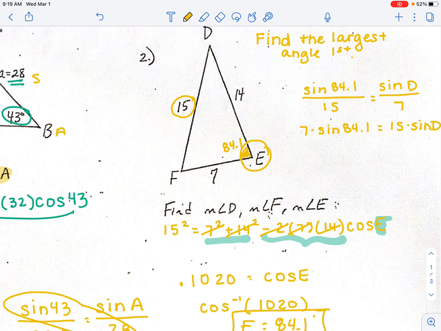To get that D by itself, we have to get rid of that 15 and the sine. So first we're going to divide by 15. When I type in 7 times the sine of 84.1 divided by 15 into my calculator, I get 0.4641 equals the sine of D. And in order to find the angle, we have to do the sine inverse of 0.4641. And that gets me 27.6.